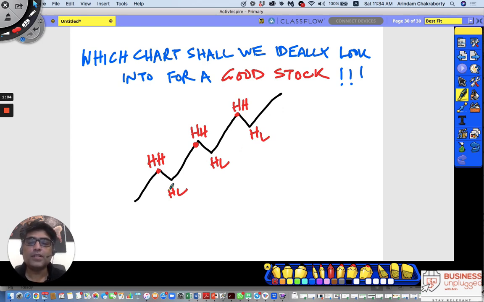So this is a pattern that you have to look for in a good stock, because that gives a sense that the stock is moving upward. Obviously we need to look into the momentum part of it as well, which I'll discuss in some forthcoming videos. But as of now, this is how to define a good stock, which is something I would like to share here.